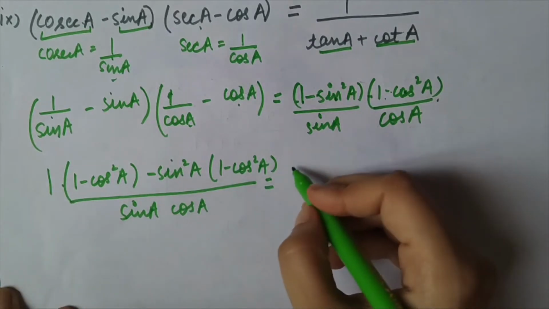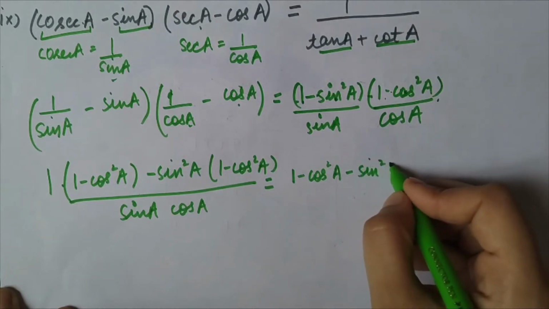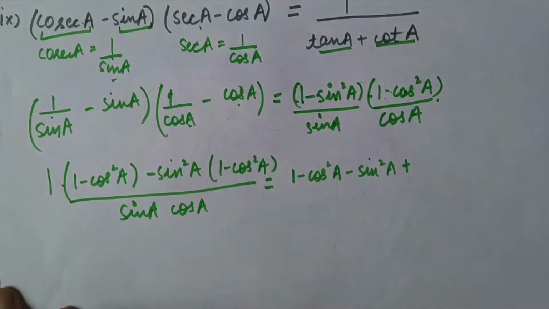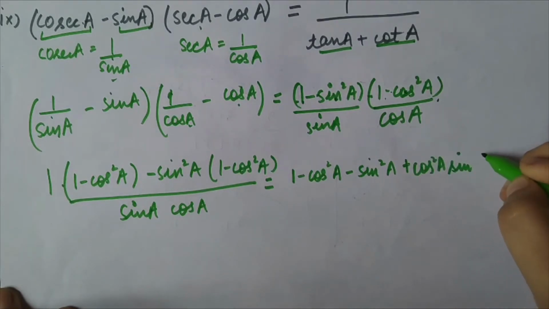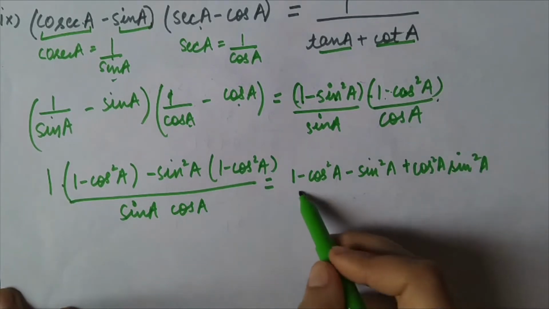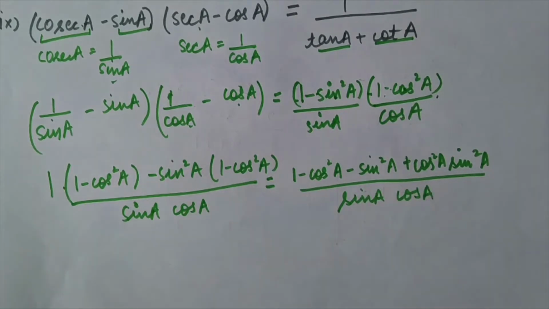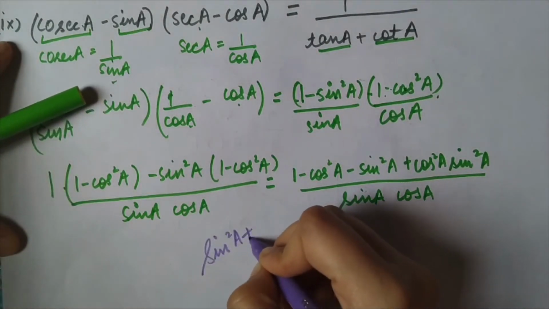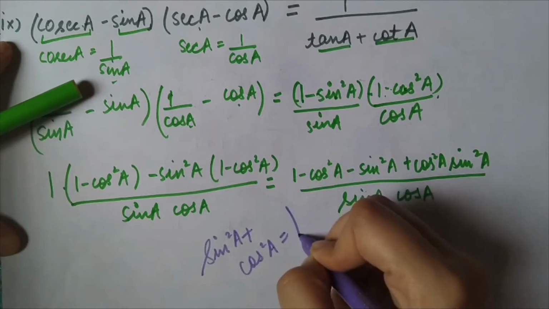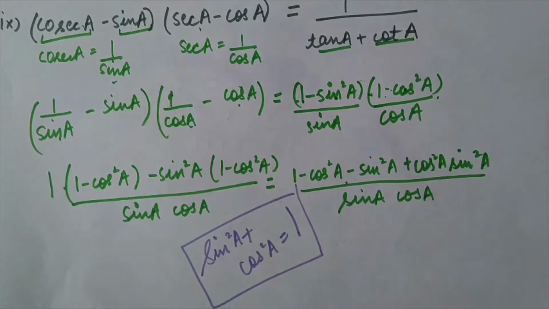Now I will be elaborating these terms: 1 minus cos square A minus sine square A plus cos square A sine square A, divided by sine A cos A. Here also we will be using one property, the easiest and most common property, that sine square A plus cos square A is equal to 1. I will be using it over here.